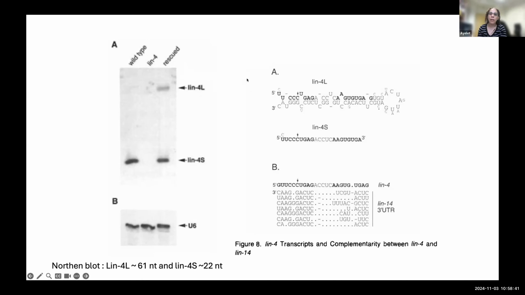And when they looked at the sequence, and this was done again with Gary Ruvkun's lab, they found that they see a complementarity between Lin4 and Lin14 3' UTR. So this part was actually done together with Gary Ruvkun's lab, which was interesting to them because they found that there is a short RNA that seems to be complementary to the 3' UTR of Lin14, and it probably negatively regulates it.